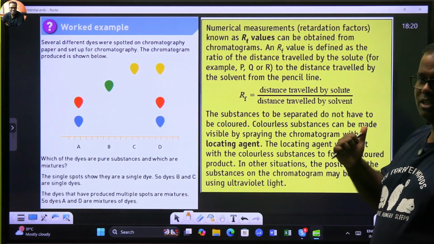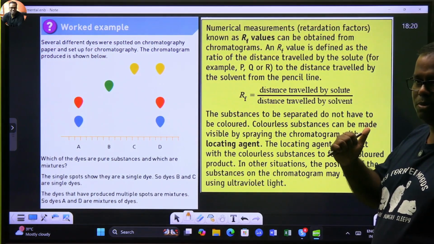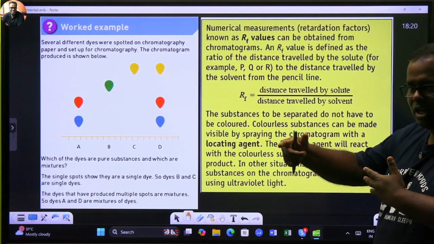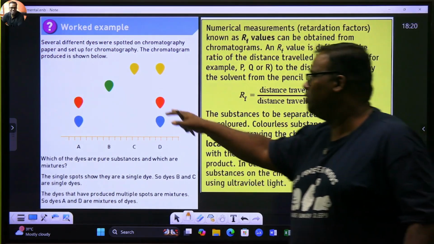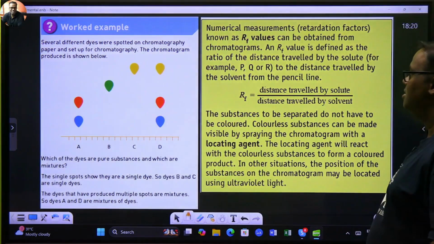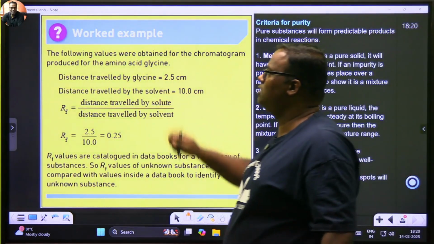Those agents, or you can have ultraviolet, or you spray something which is known as a locating agent. Locating agent is another reagent. You can just spray it on the chromatogram paper, then whichever things were colorless, they will all show their colors. So look, you get locations. So we get an experiment, like let's see this problem.